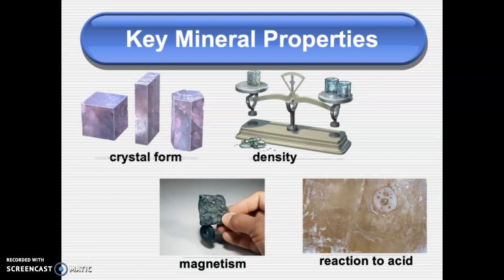Density can be an important characteristic. Some minerals are very dense and they feel really heavy in your hand. A few of the minerals we have are magnetic, so magnetism is an important property. And a couple of our minerals will react very strongly when you put acid on them, and we will use that as a diagnostic property for those minerals in the lab. So that's some stuff to look forward to in the lab if you haven't been yet.